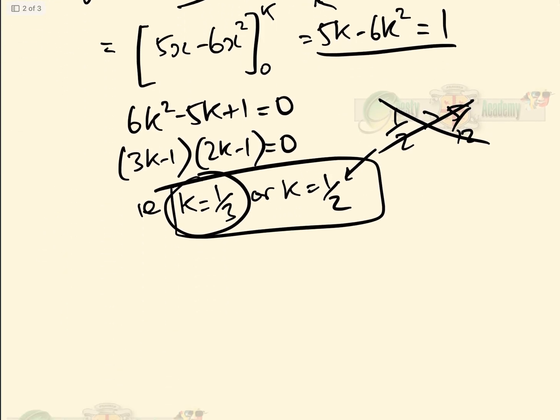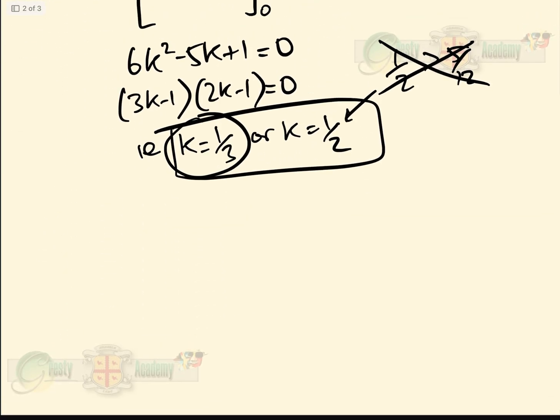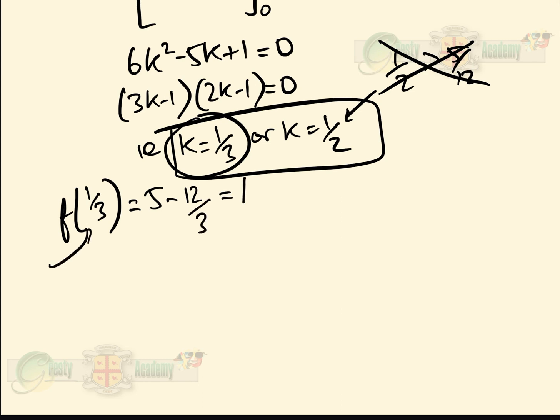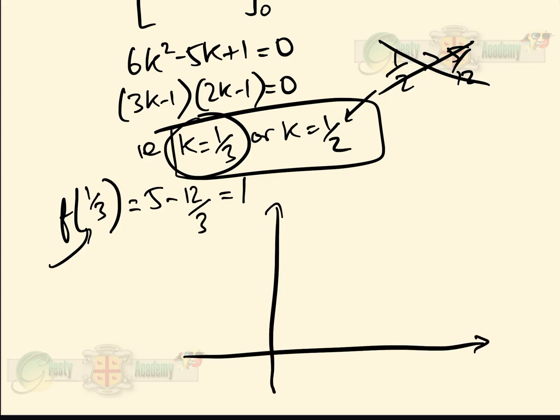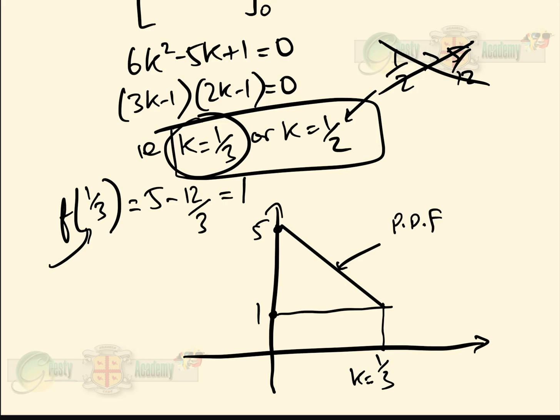Now, just as a check, we've just about got enough space here. f of a third is equal to 5 minus 12 over 3, which equals 1. That's just putting in our value of x. So we can now draw what our function is. It starts at 5, and then this point here is 1, and this point here is a third, which is k. K equals a third. This is our probability density function, just that dark bit.